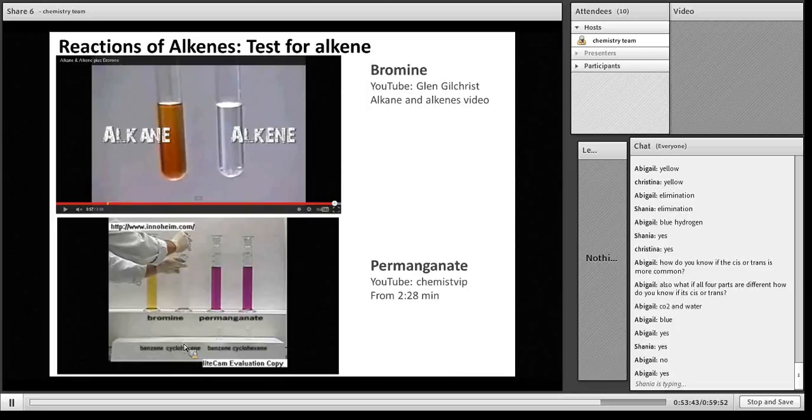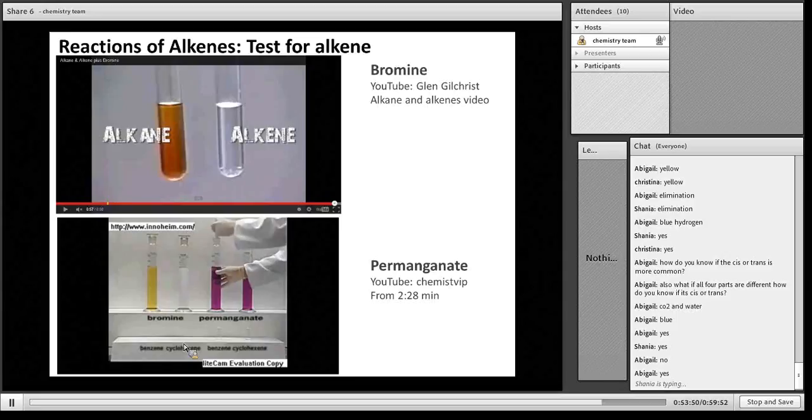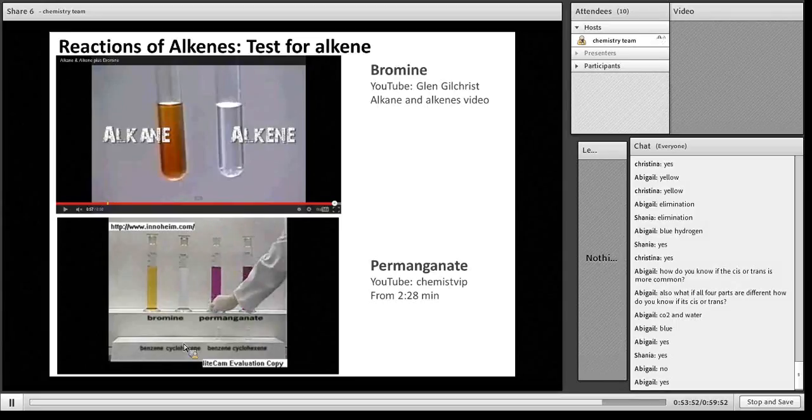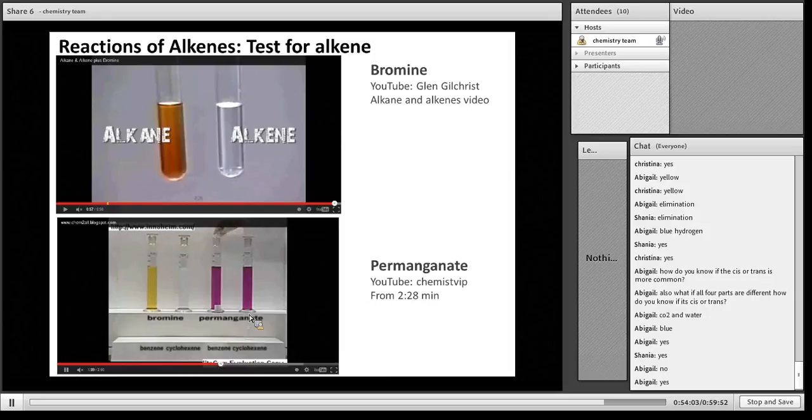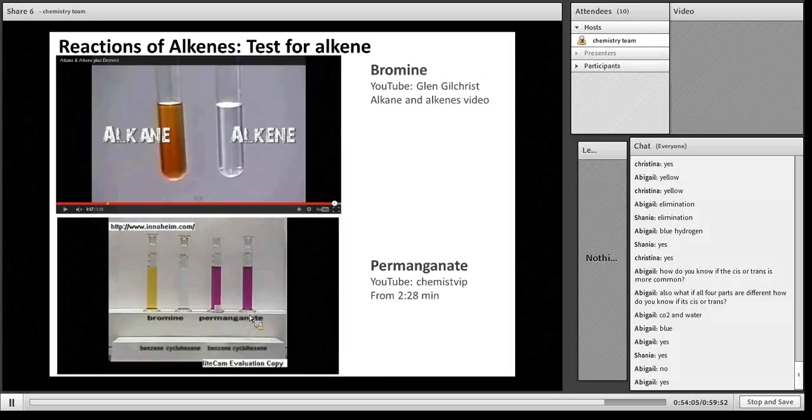Yep, okay. Now that happened because your permanganate was acidified. If you have it in an acidic solution, your permanganate goes to Mn2+. If you've got it in a neutral solution, it forms not Mn2+ but MnO2, which is a brown compound.